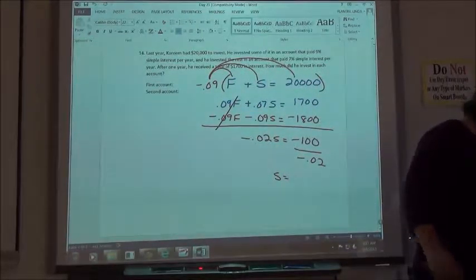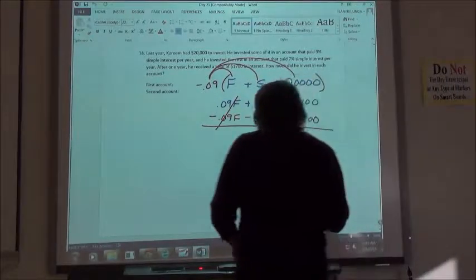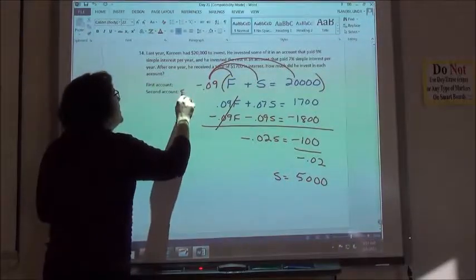Negative 5,000? Should be positive because I have a negative over a negative, right? So 5,000. So we put $5,000 in our second account.